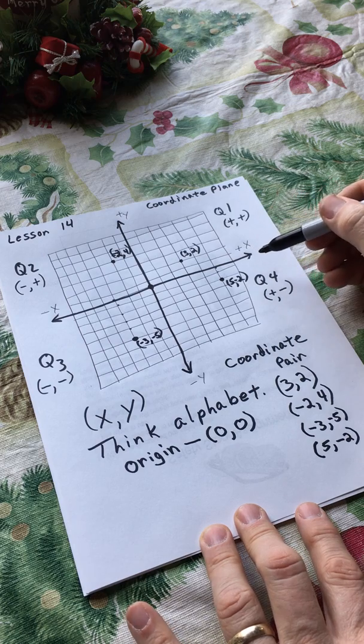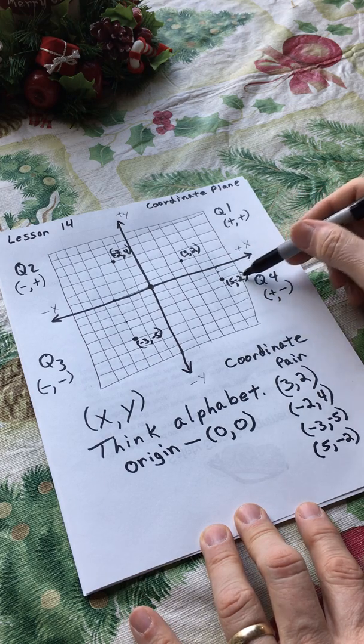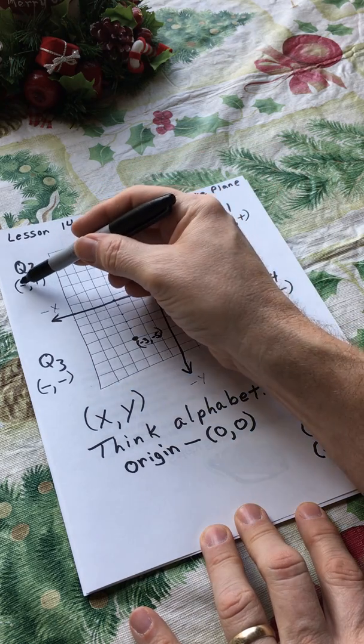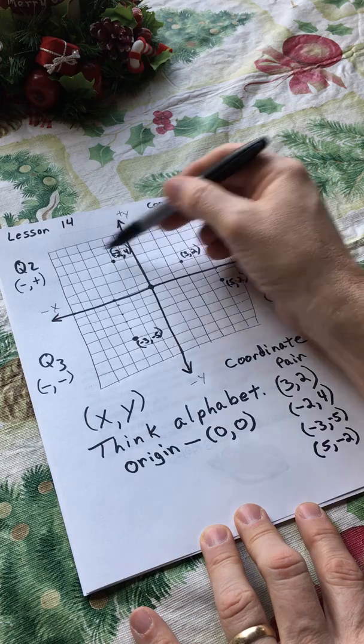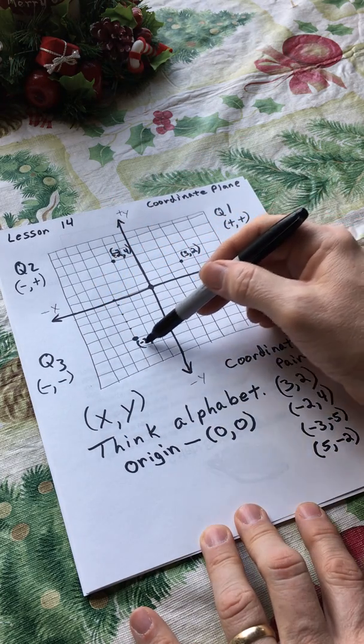All right. So notice that this one's got a positive value. This one's got a negative. Up here, they're both positive. Here, the x is going to be negative, and the y is going to be positive. Here, they're both negative. They each have a negative.